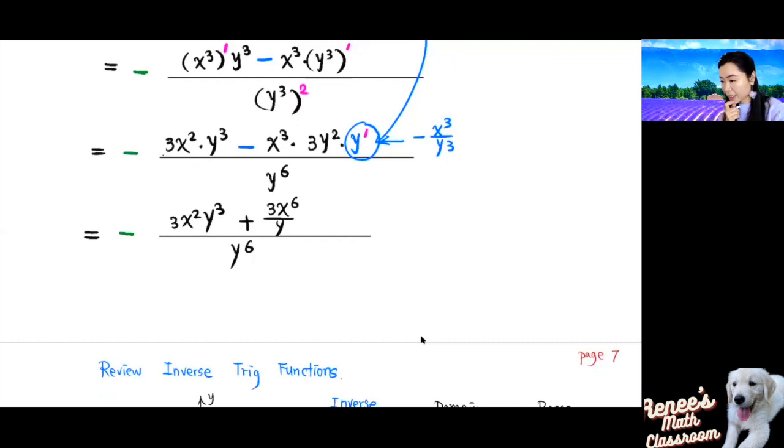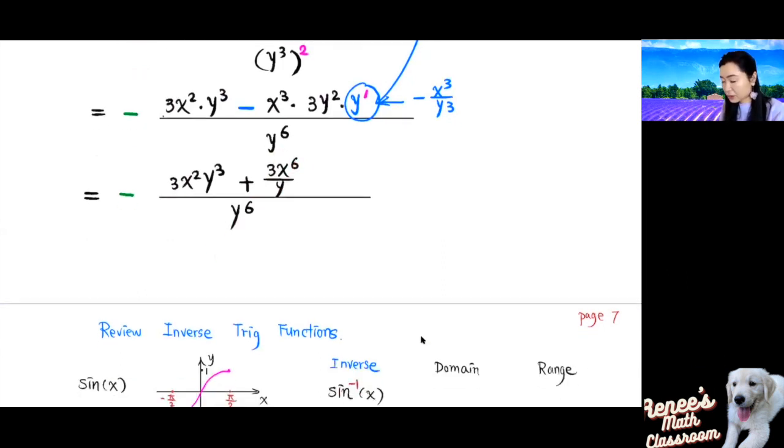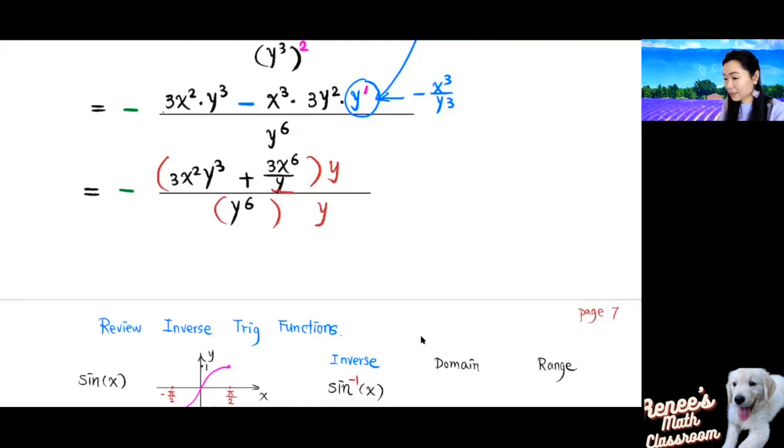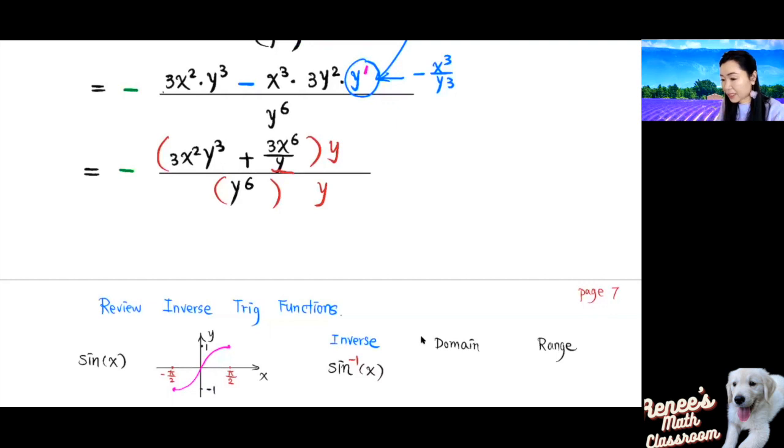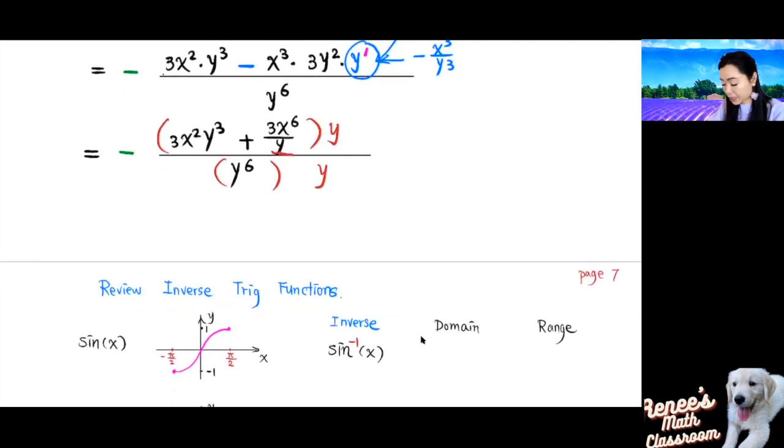Now, how can I simplify this a little bit? This is a complex expression. You have a quotient here and then a quotient, right? To simplify this kind of complex expression, we will multiply the numerator and denominator by y, the LCD, because of this denominator here. Then this is going to divide out, so it will simplify. That will equal negative 3x squared y to the 4 plus 3x to the 6, and then this is y to the 7.